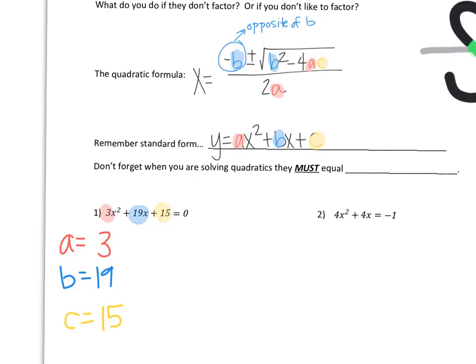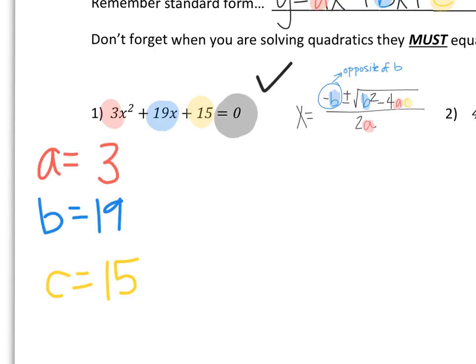Now, something else I want to remind you of, and this was true last week, is that all of our equations have to equal 0. So in order for us to do this, they have to equal 0, which worked out well for the problem we are currently working on. It equaled 0. But if you look at problem 2, it doesn't equal 0 right now. It equals negative 1. So we're going to have to do some manipulation there to make it equal to 0.